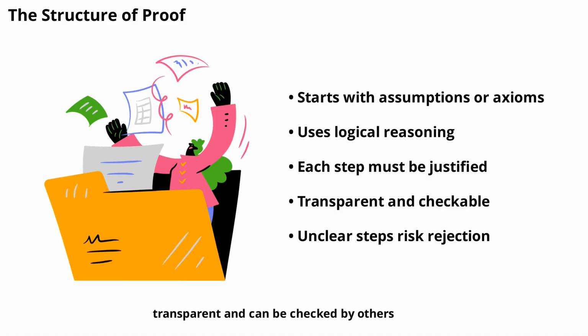This structure ensures that the proof is transparent and can be checked by others. If any step is unclear or unjustified, the proof may be questioned or even rejected. Understanding this structure is key to recognizing what counts as a proof.